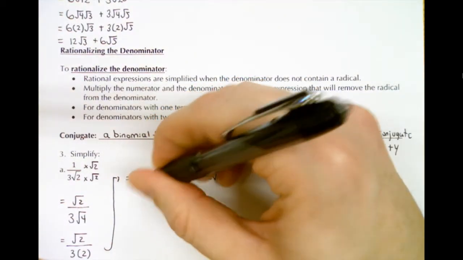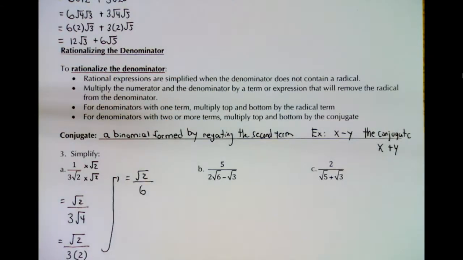Root 2 over 6. Now, in terms of what steps are essential, when you multiply root 2 by itself, basically the answer is just 2. The roots go away. Anytime you multiply a radical by itself, root 2 and root 2, the answer will just be whatever the radicand is, in this case 2. If you multiply root 3 and root 3, the answer is 3. If you multiply root 102 by root 102, the answer is 102.